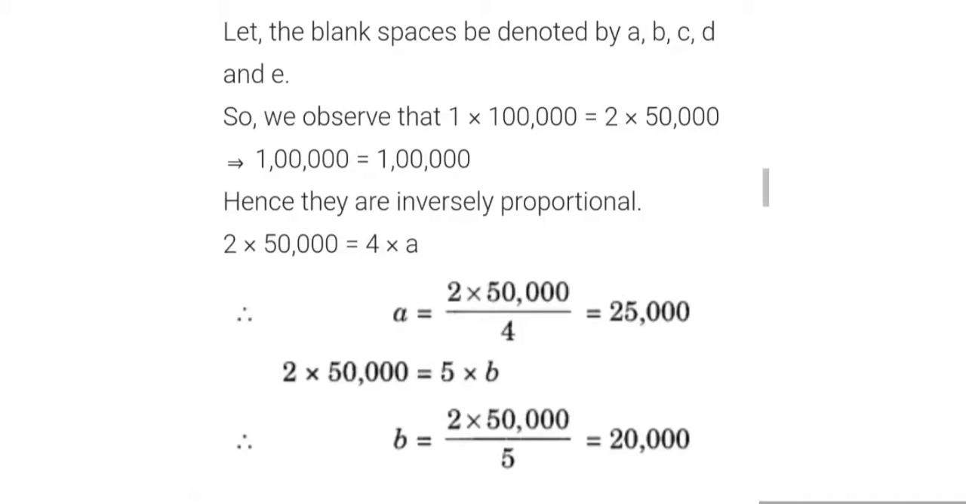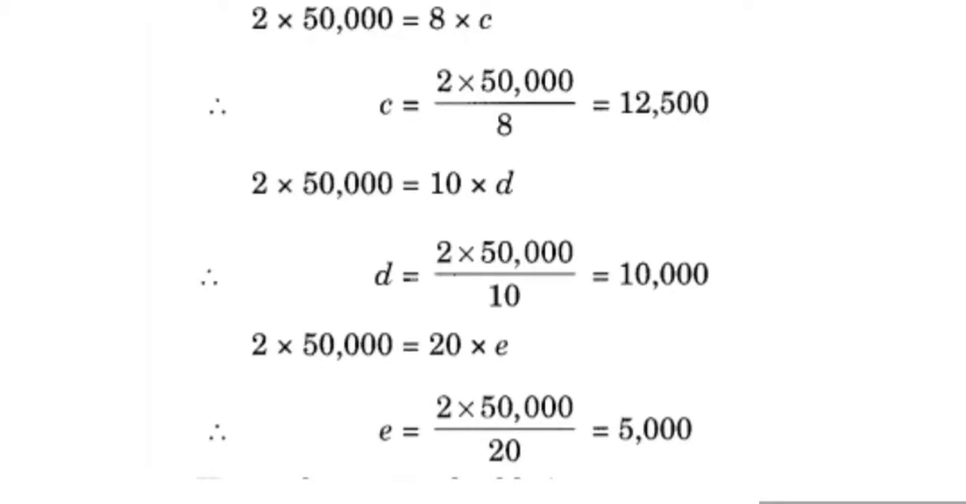Now same as B value we will find. 2 into 50,000 is equal to 5 into B. So B is equal to 2 into 50,000 upon 5. So B value is 20,000. Next one, 2 into 50,000 is equal to 8 into C. So C is equal to 2 into 50,000 upon 8. So C value is 12,500. Next, 2 into 50,000 is equal to 10 into D. So D is equal to 2 into 50,000 upon 10. So D value is 10,000.